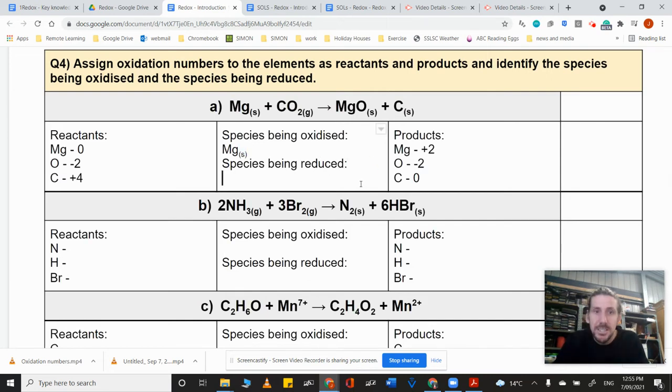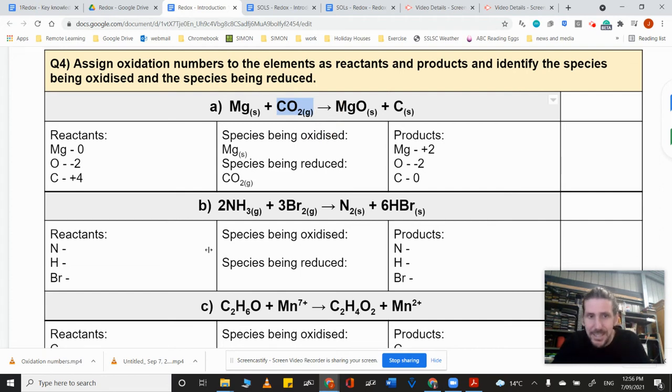What's being reduced here? Well, you can see our carbon from our carbon dioxide, its oxidation number is decreasing. So the species being reduced, therefore, is carbon dioxide. We don't just say the carbon is being reduced, we have to say the whole species, so this whole carbon dioxide there. I'm going to do one more.